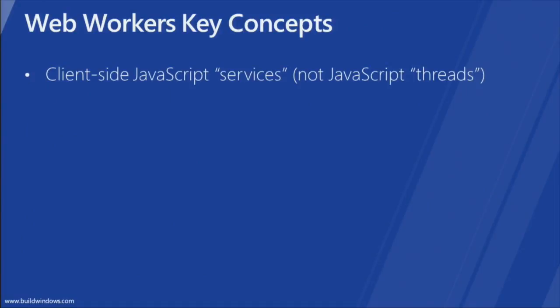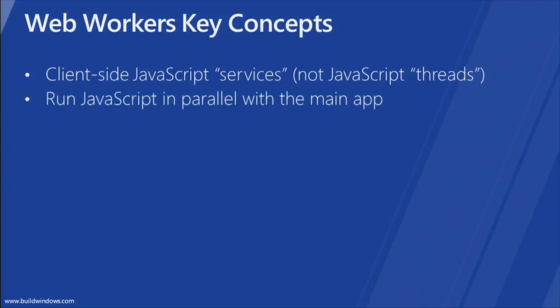Here are some key concepts to understand. While web workers might be considered JavaScript threads, they are more accurately compared to local JavaScript services. Think of web workers as an isolated JavaScript service running in a separate process. By running JavaScript in parallel, your app can more fully utilize the capability of modern multi-core processors.